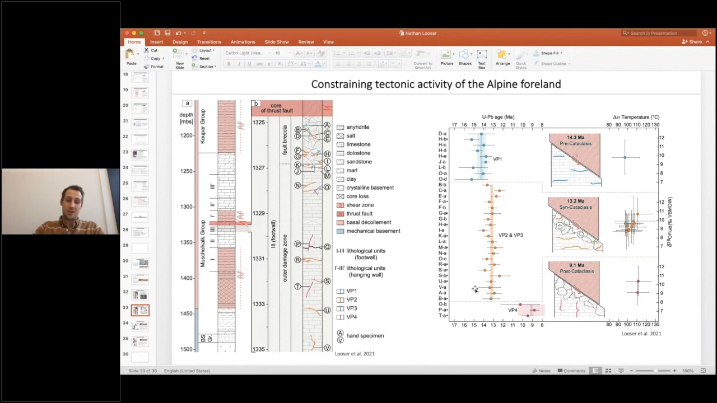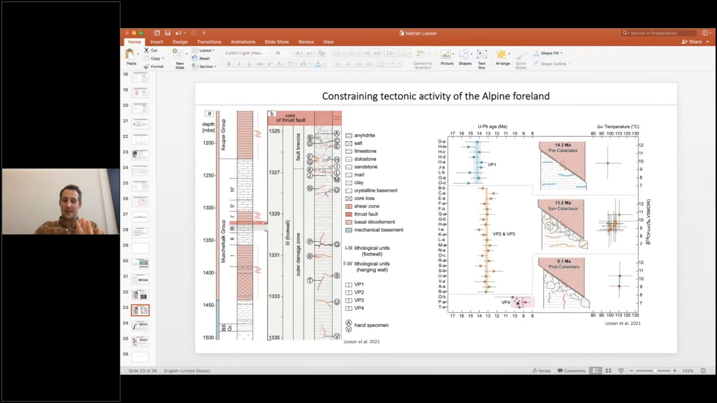Vein population 2 and vein population 3 veins, they are just on top of each other. That means the veins that formed prior to the thrust-related cataclasis formed at the same time as the ones that we know formed syn or post-cataclasis. So that helps us to really constrain thrusting along this secondary thrust. And then we have younger ages of vein population 4 at around 8-9 million years. Okay.